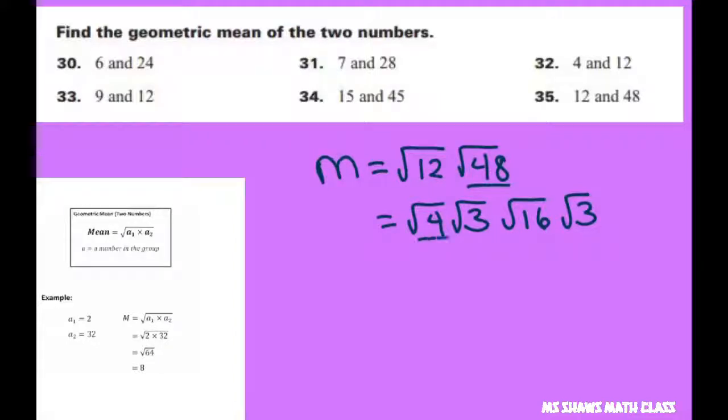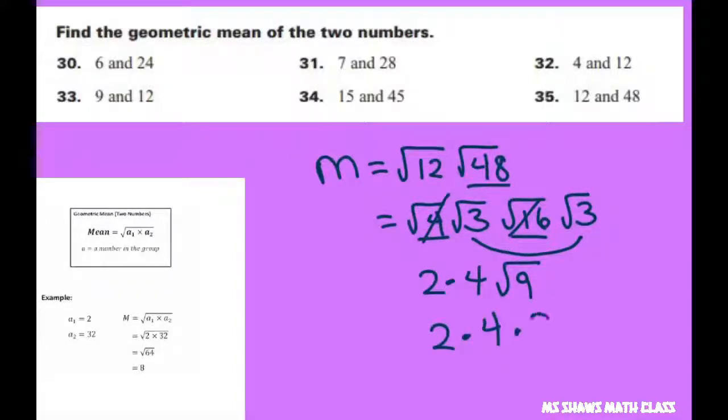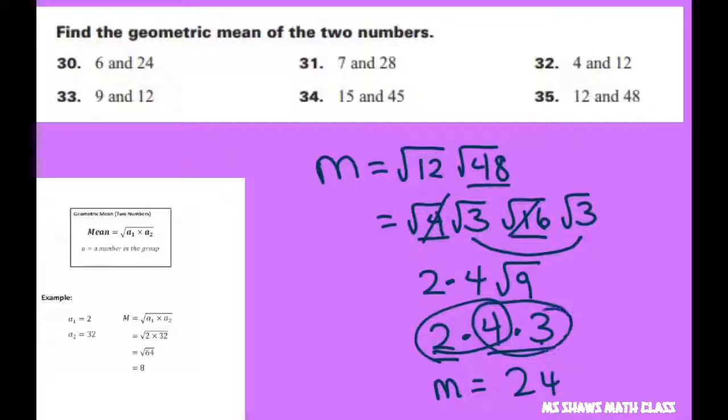So the square root of 4 is 2. The square root of 16 is 4. And you multiply these two, you get the square root of 9. Well, that just equals 3. So you have 2 times 4 times 3, and 2 times 24 is 48. So that's your geometric mean. Or this should be 24. 8 times 3 is 24, or you could do 12 times 2 is 24.